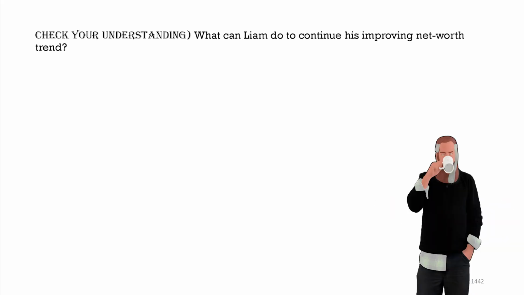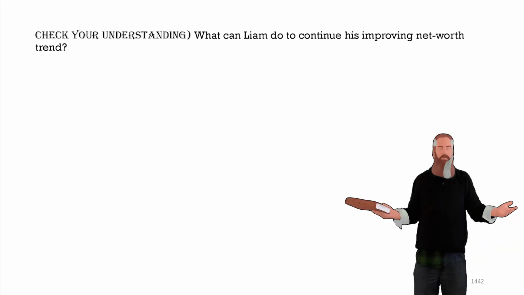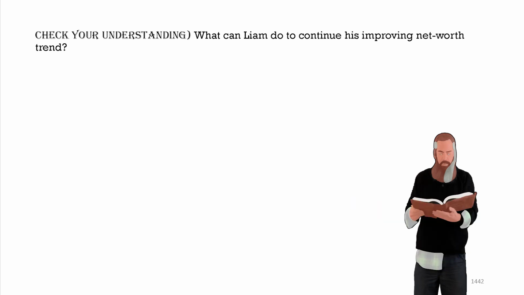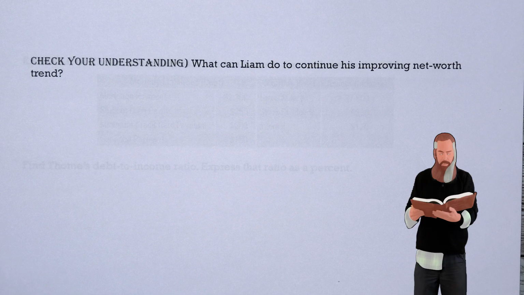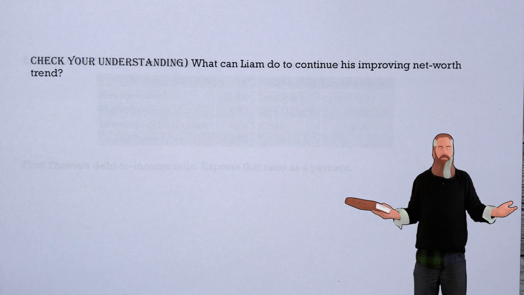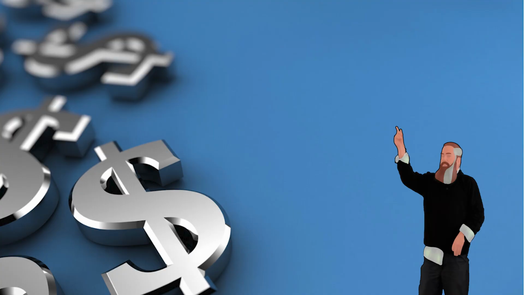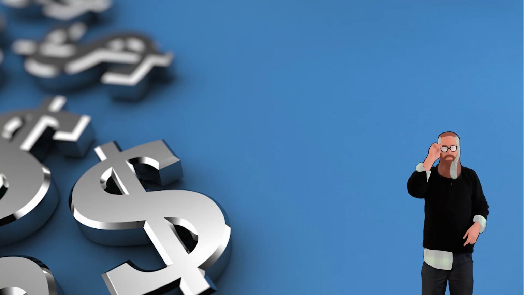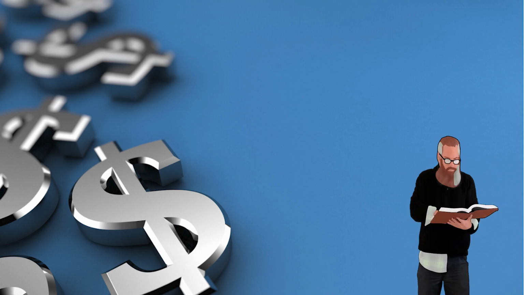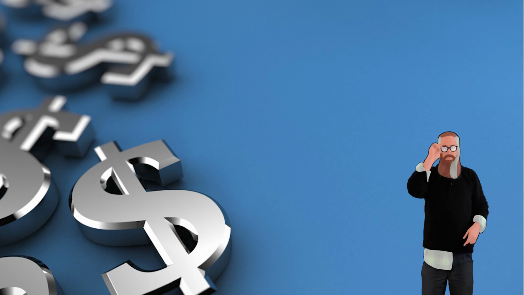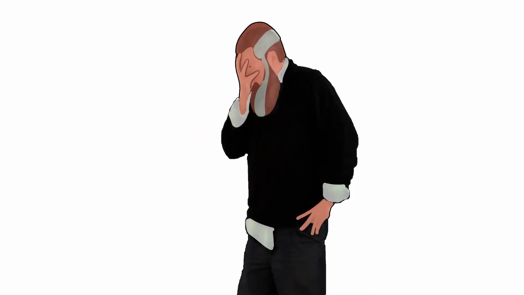Let's check your understanding and ask, what can Liam do to continue his improving net worth trend? Well, he can save more and pay down his debt. He can do this with debt reduction planning. One of the most important things Liam can do is evaluate his income, expenses, and budget to create a debt reduction plan. A helpful debt reduction plan requires an honest accounting of both the individual's net worth as well as debt.